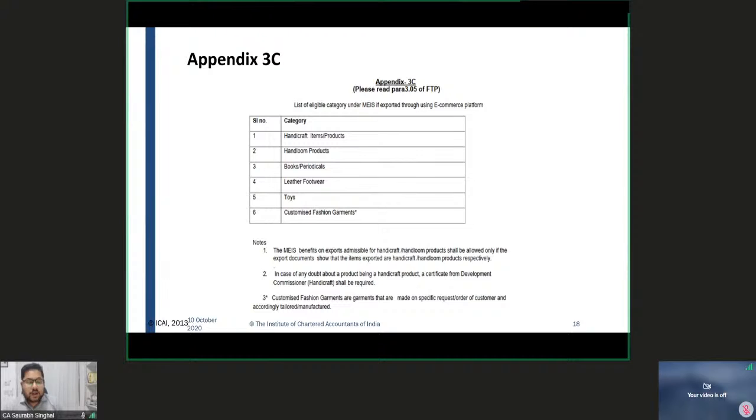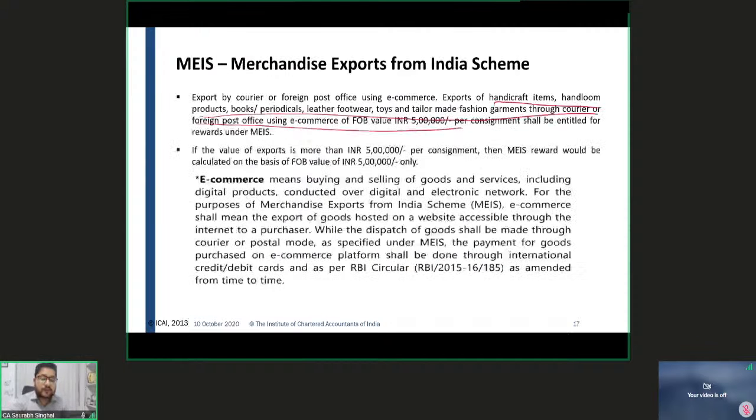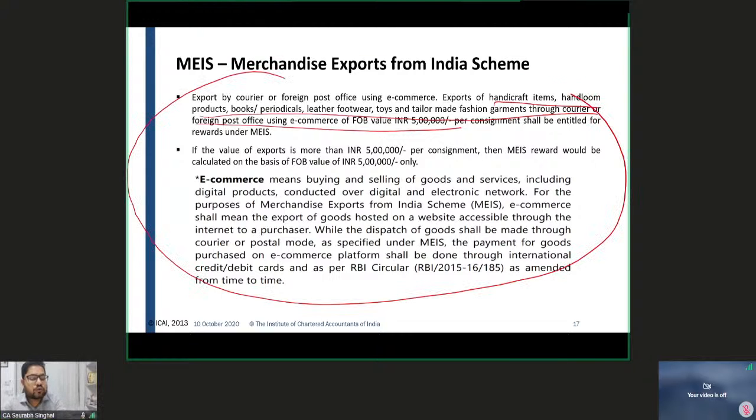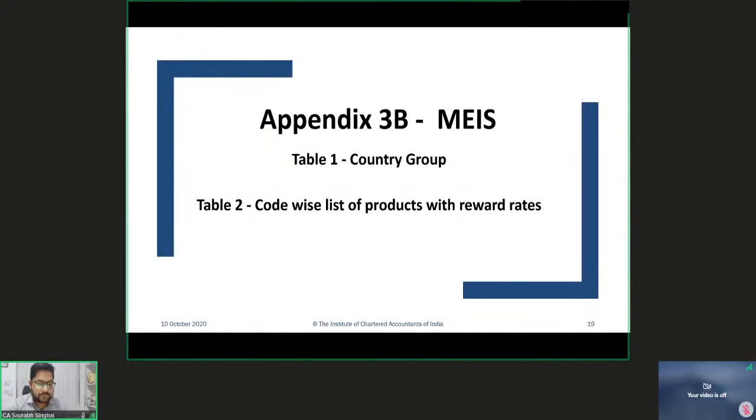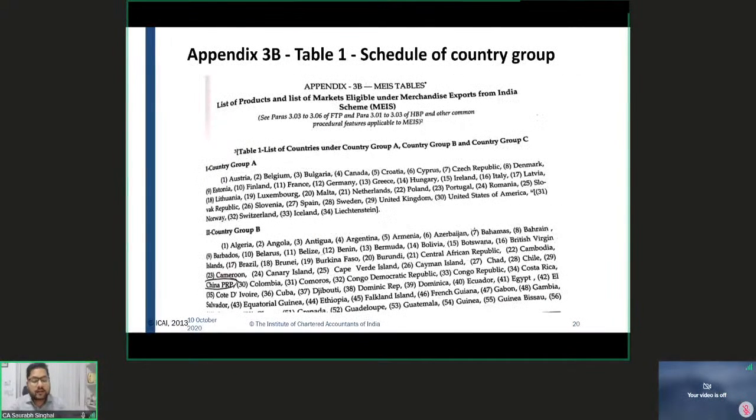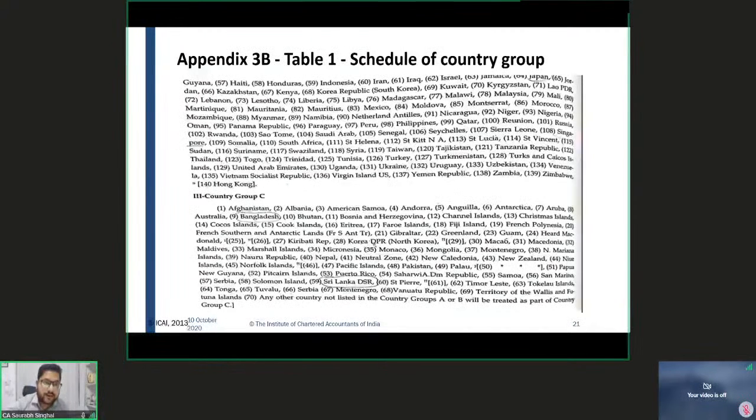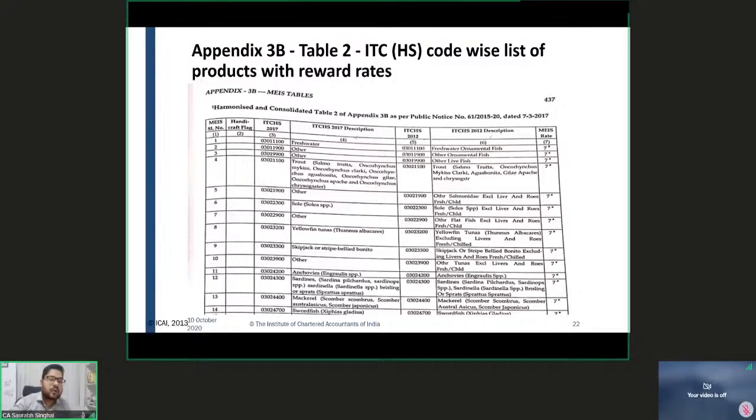Now, what are the ineligible categories for MEIS in terms of when they are exported. Sorry. So this provision for MEIS on e-commerce using foreign post office or courier is given under Appendix 3C. The same thing I have given here in simpler language. Now this was that schedule that we had already seen, wherein earlier there used to be these country groups which are no more there. They are there as part of the schedule, but the rates are not now dependent on the countries.